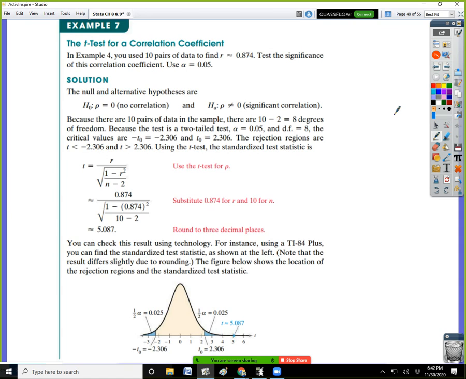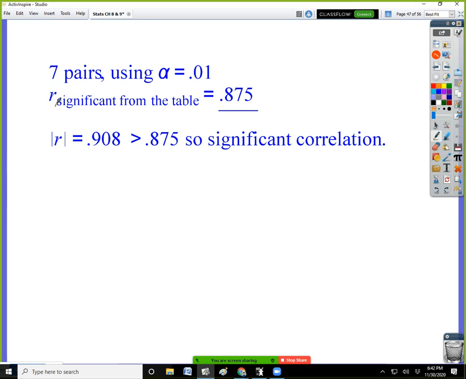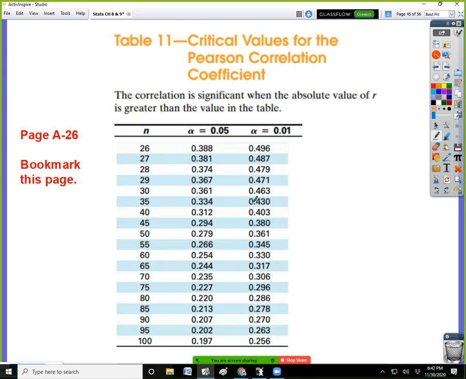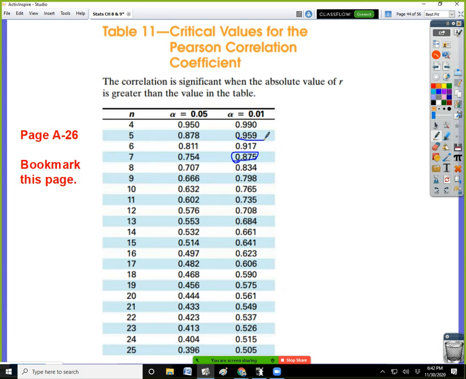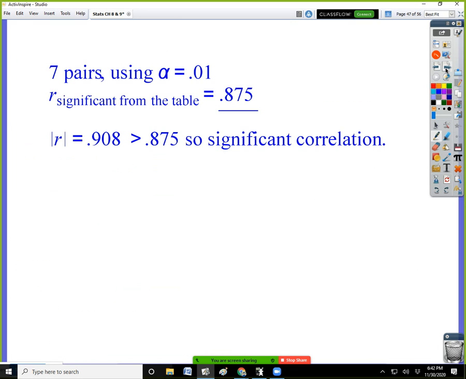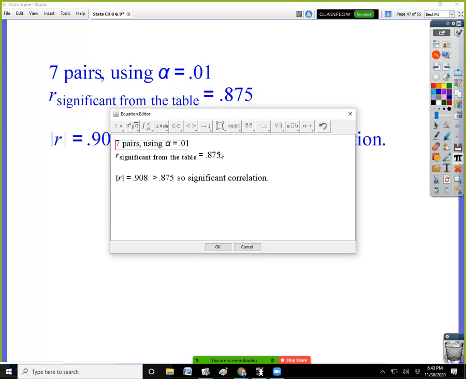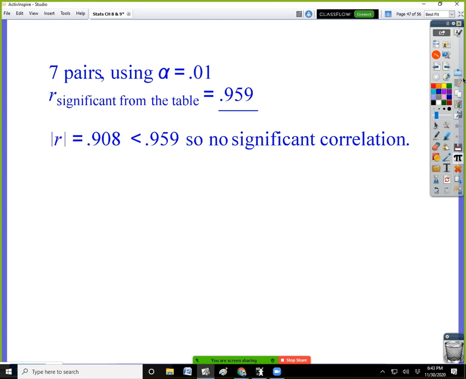Because there's 10 pairs of data, we have to go get, oh yeah, I forgot. Sorry, I messed this up over here. With 7 pairs of data, I'm supposed to use 5. That's my fault. So 0.959. Oh, that makes a difference. So my number is actually less than 0.959. They're claiming no significant correlation. Wow. Okay. Well, that's the way it works.